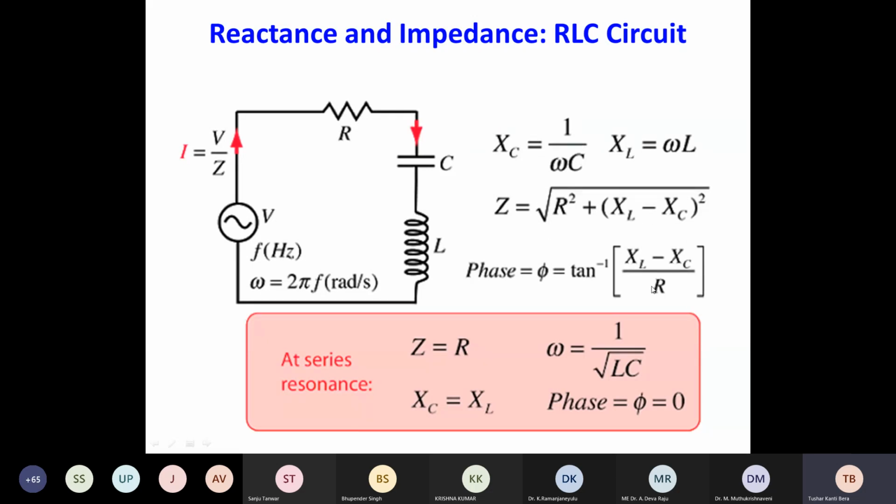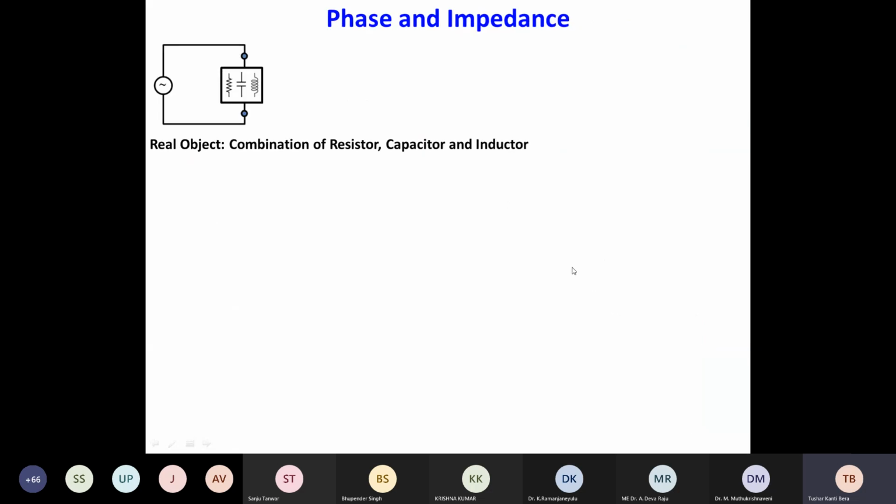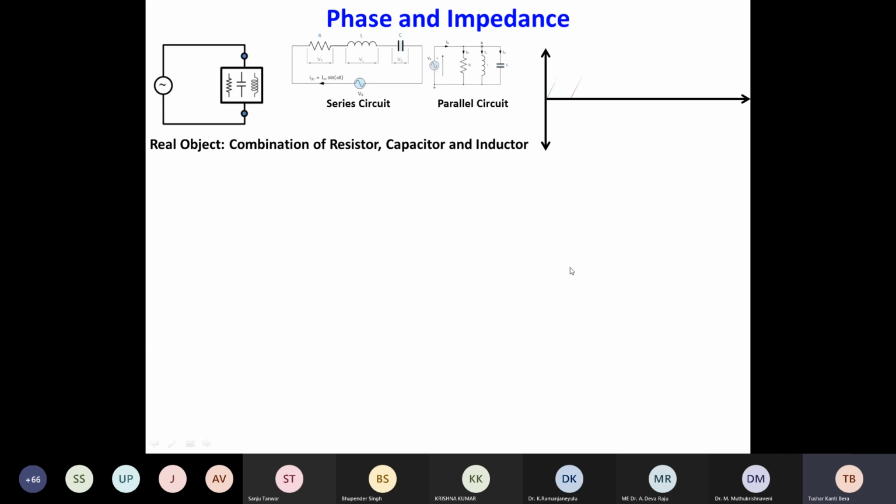If the capacitive reactance is more, then this sign will become negative, but if the inductive reactance is more, then this will remain positive. Depending on that, we will get some phase angle, either leading or lagging, which can be calculated by this formula. So this was the basics of phase and impedance, how the impedance will be there for standard elements.